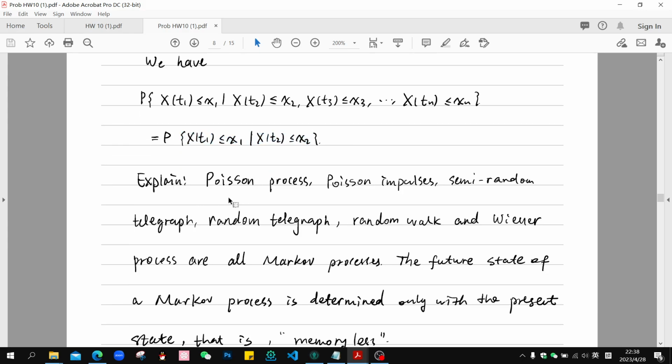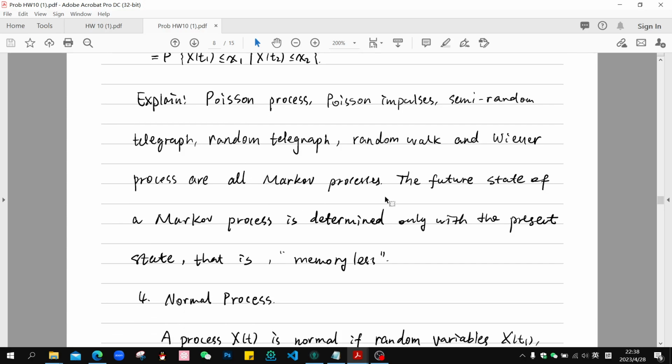Poisson process, Poisson impulses, semi-random telegraph, random walk, and Wiener process are all Markov processes. The future state of a Markov process is determined only with the present state. That is, all Markov processes are memoryless.